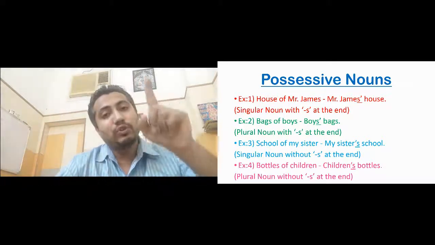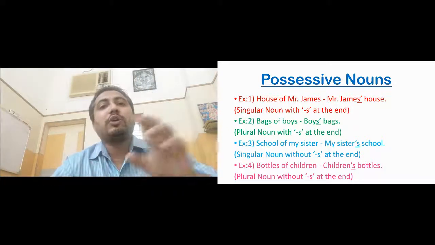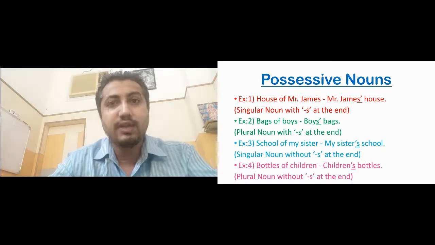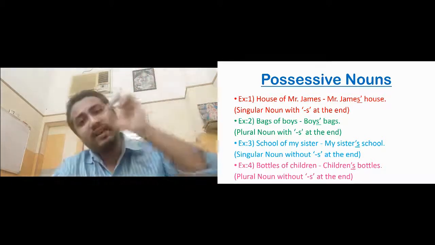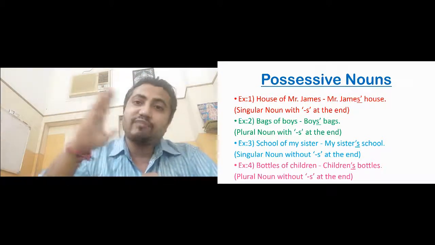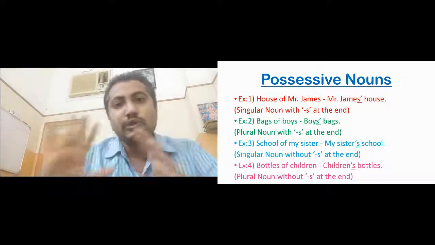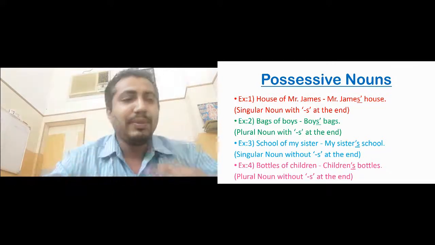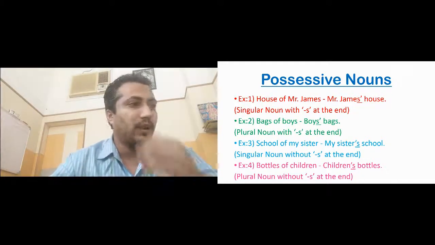Okay, my sister's school. Here यहाँ पे हमने apostrophe और बाद में s क्यों डाला? Because sister में noun में s last में नहीं है. There is no s at the end. That is why we put apostrophe and then s. लेकिन for example 1 और 2 में क्या था? At the end of the noun there is an s already. So we are putting only an apostrophe. Understood students? Okay. Now let us go to the fourth example.